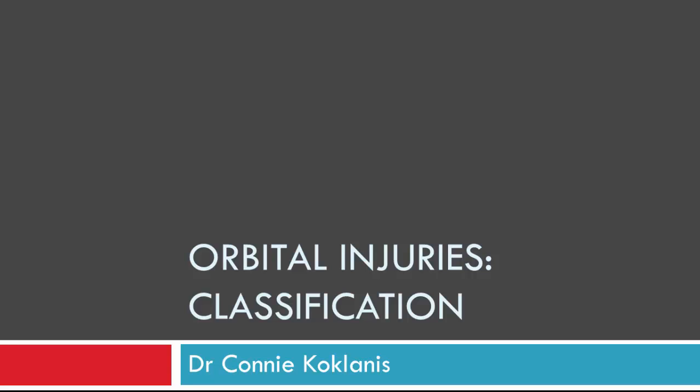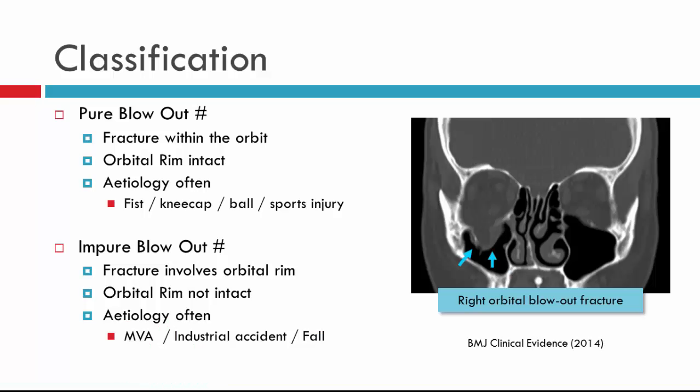In this video, we'll be specifically talking about blowout fractures and how to go about classifying the fracture that the patient has. So the first thing to do is to work out if you have a pure or impure blowout fracture. The distinction here is the rim of the orbit and whether it is intact or not. So with a pure blowout fracture, essentially the fracture is within the orbit and the rim is intact. However, with an impure fracture, what we have is the rim is not intact.